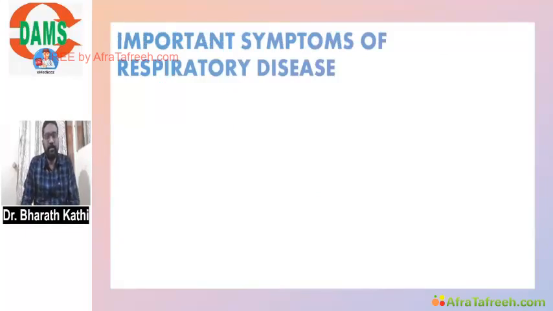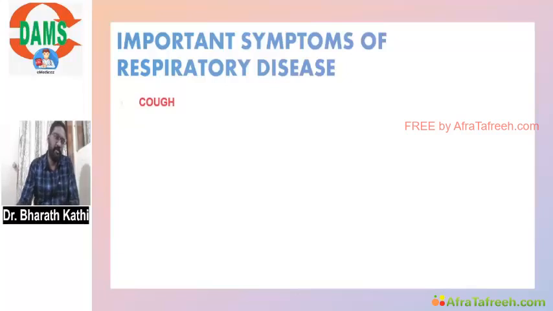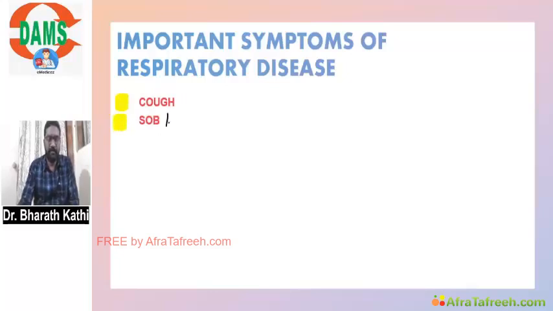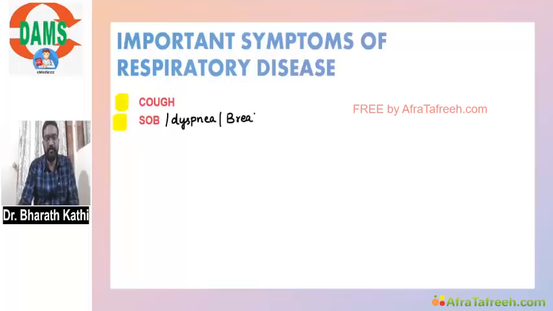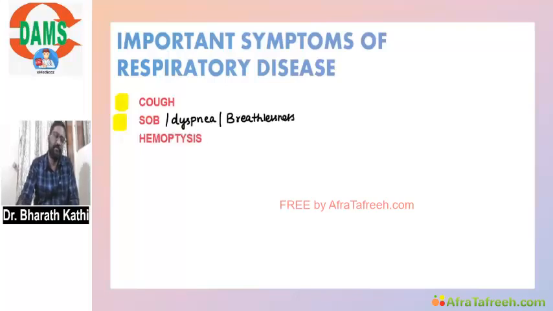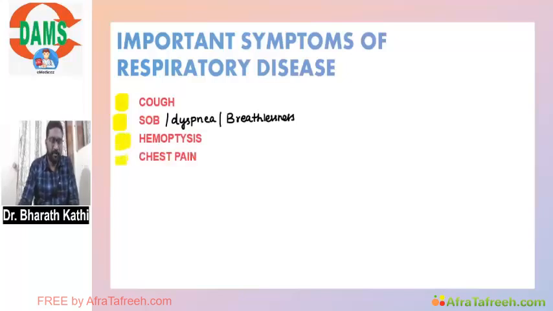Then what are the important symptoms of a given respiratory disease? So we have cardinal symptoms such as number 1, cough. So cough is the most important symptom. Then we have shortness of breath. So the shortness of breath is also referred to as dyspnea, also referred to as breathlessness. So just giving you the list of symptoms of a respiratory disease. Then next is hemoptysis, chest pain, and any wheezing.